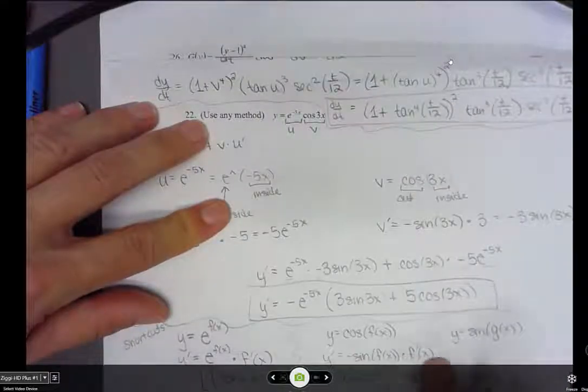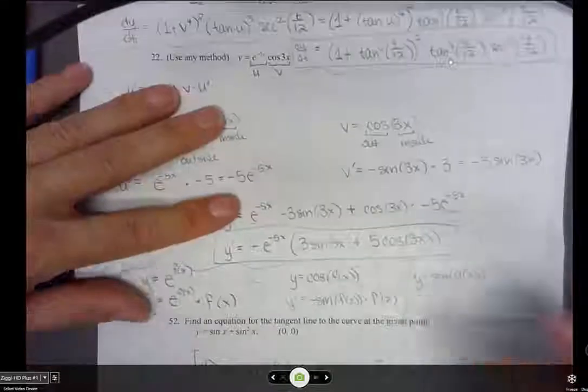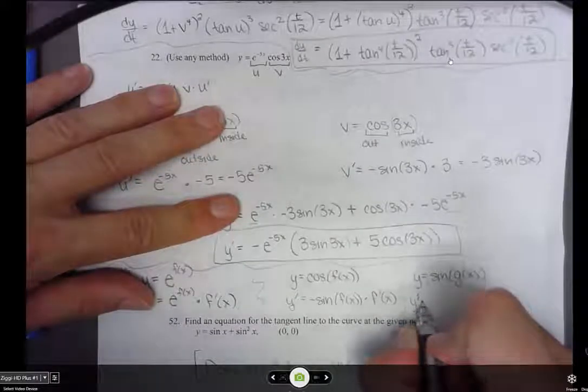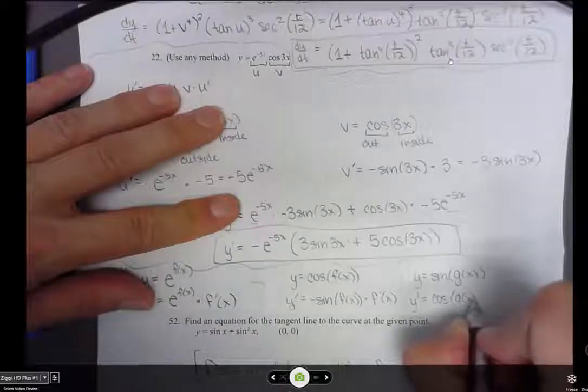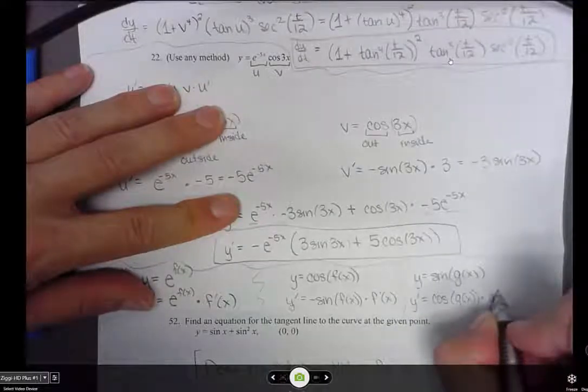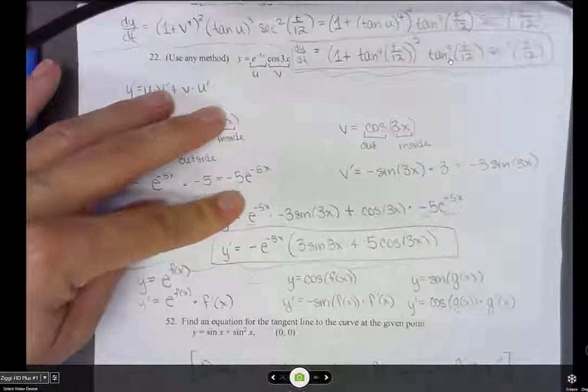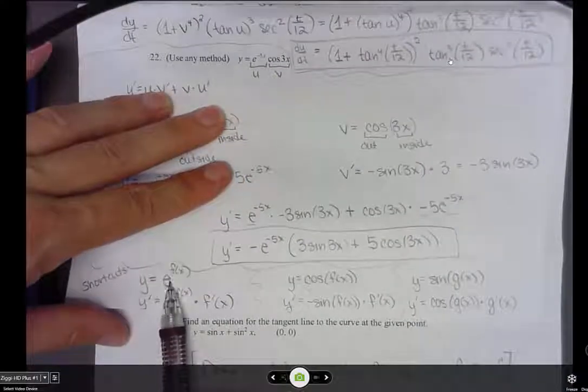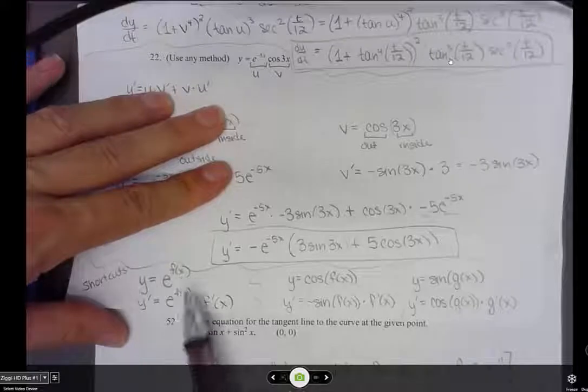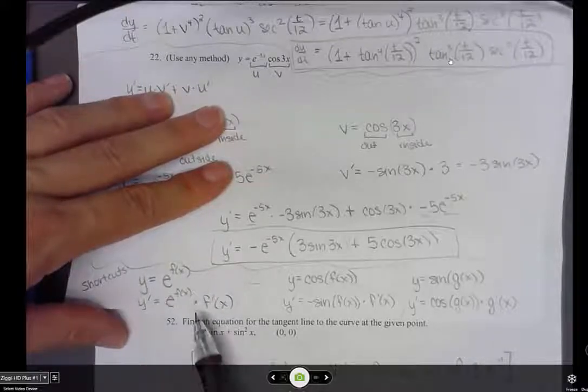And similarly for sine. The derivative of sine is just cosine, leave the inside alone, and then at the very end, multiply by the derivative of the inside. The e shortcut is probably the most useful. You always get the exponential back, but then at the end, multiply by the derivative of the exponent.